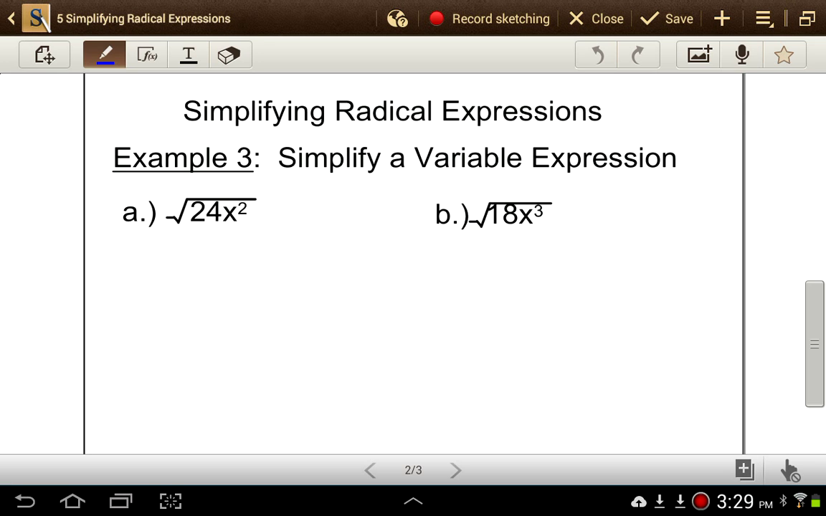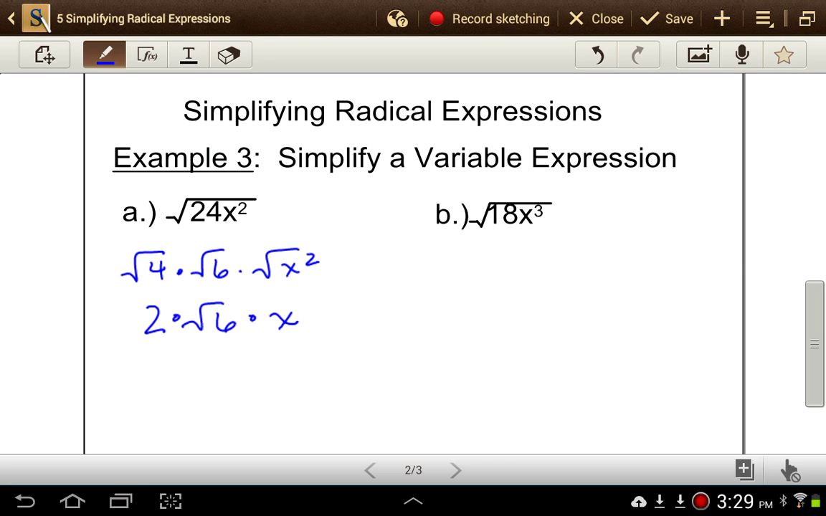I can just break them into series of squares. So for 24, again, I'm going to think about my list. Okay, 4 times 6. That's what I'm going to use. All right, so I'm going to do the square root of 4 times the square root of 6 times the square root of x squared. So now I'm going to introduce that third section because I have a variable. Square root of 4 is 2. Square root of 6, I don't know. And the square root of x squared is just x.